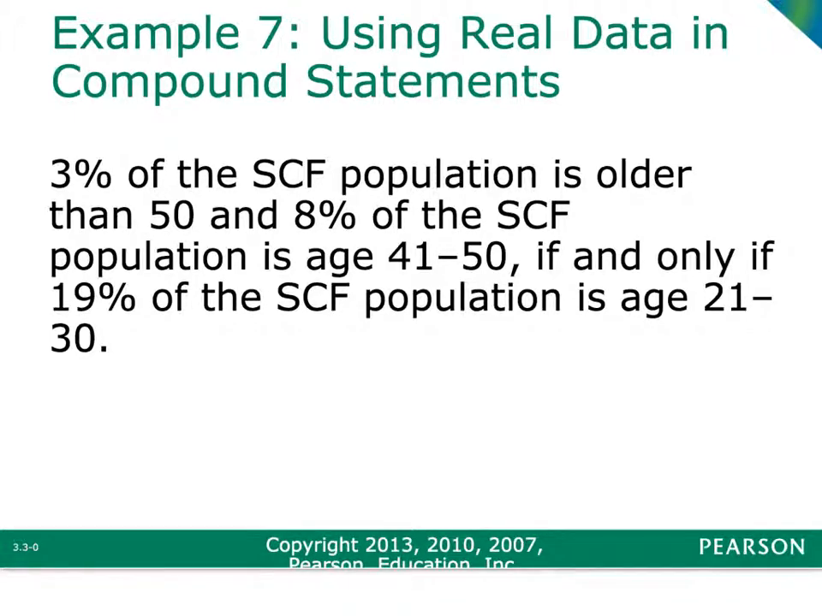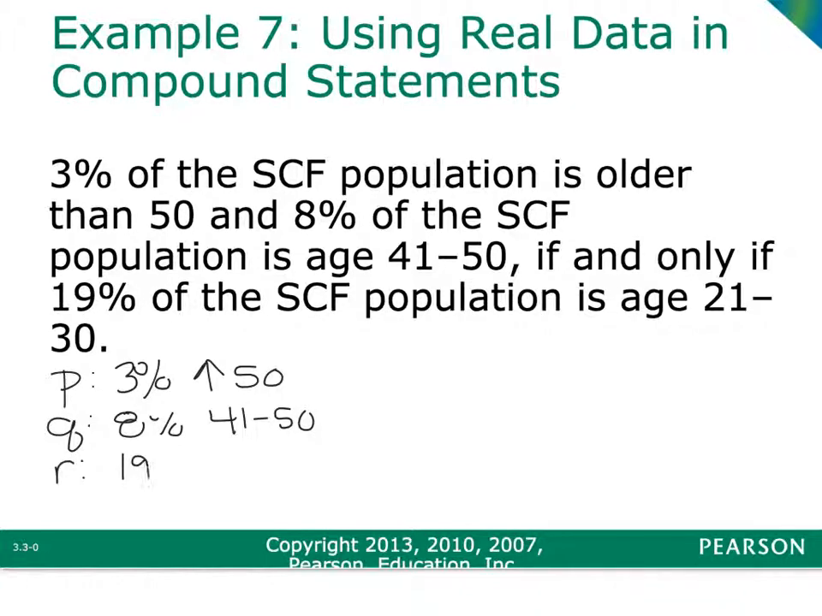So we're going to use that same chart. Okay? So 3% of the population is older than 50. Let's let that be P. 3% is above 50. 8% of the population is between 41 and 50, so that's Q. 8% is between 41 and 50. If and only if 19% of the population is between 21 and 30, so that's my R. 19% is between 21 and 30. Okay, so let's pull this apart again.